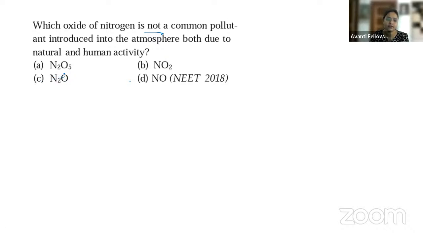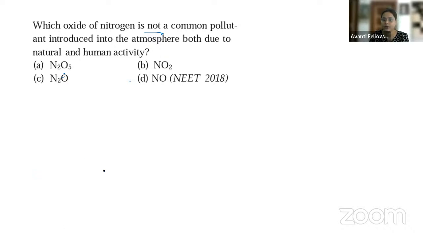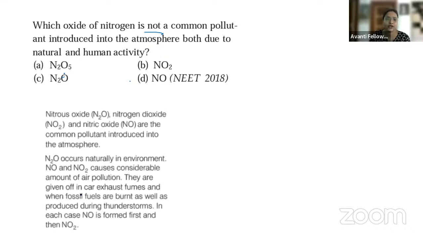Yes? Yeah. Can anyone answer this? B answer. Okay. So let's see here what is the correct answer. So nitrous oxide, nitrogen dioxide, and nitric oxide are the common pollutant introduced into the atmosphere. So these three oxides, 1, 2, and 3, these are introduced as a common pollutant into the atmosphere, but N2O occurs naturally in environment. N2O जो है वो environment में naturally occur होता है, ठीक है.